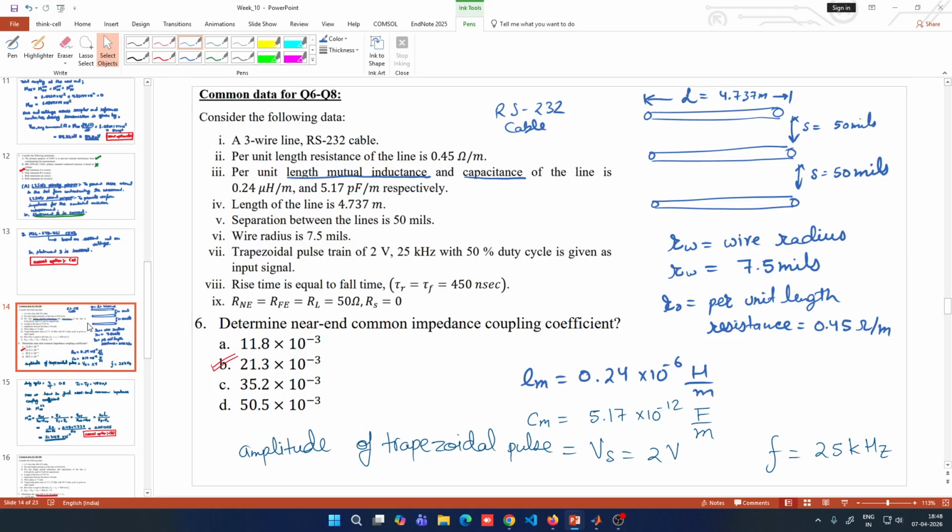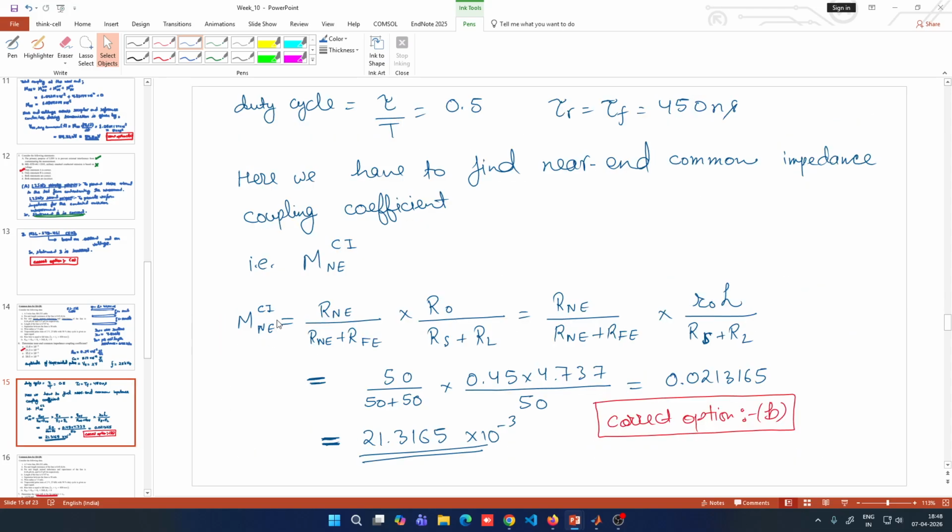So the near end resistance, far end resistance, and the load resistance are all 50 ohms, and the source resistance is 0. So in question number 6, we have to determine the near end common impedance coupling coefficient. That is, we have to find out M_NE^CI.